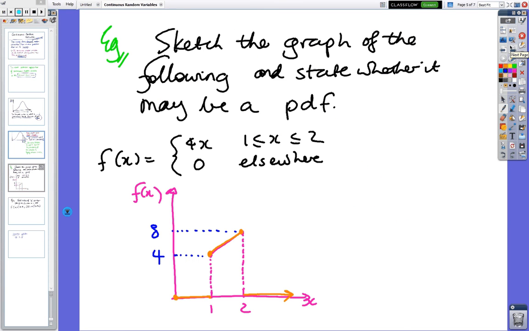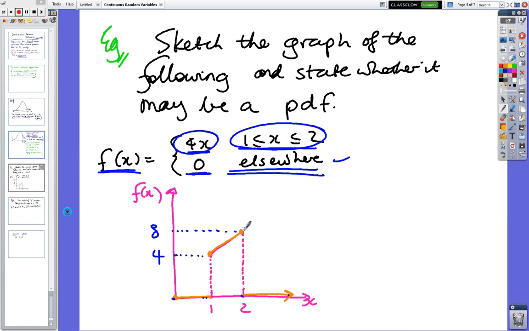We've got an example here, and the first ones are fairly straightforward. Sketch the graph of the following and state whether it may be a PDF. So it may or may not be. We've got a function, and it doesn't have to be a bell curve. Any lines can make a function. In this particular one, the way it's written, we've got this long bracket, and it equals 4x between 1 and 2, and it's 0 everywhere else. So between 0 and 1, it's 0, and between 2 and infinity, it's 0. But between 1 and 2, it's a straight line equal to 4x.